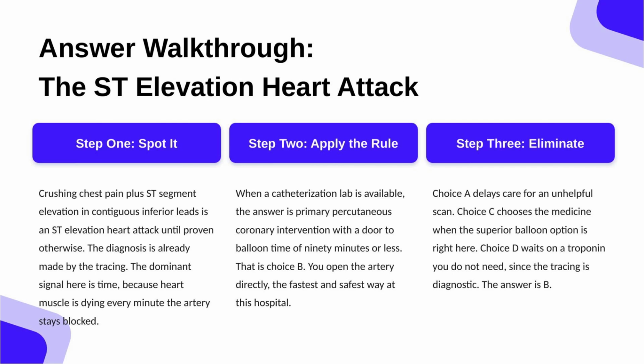Step 3. Eliminate. Choice A delays care for an unhelpful scan. Choice C reaches for clot-dissolving medicine when the superior balloon option is right here in the building. Choice D waits on a troponin you simply do not need because the tracing is already diagnostic. The answer is choice B.